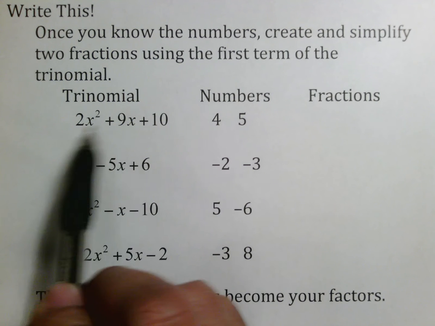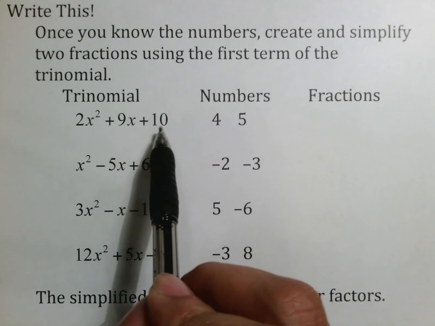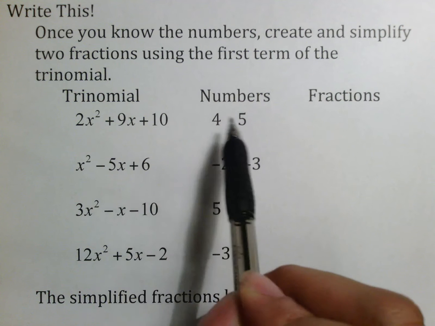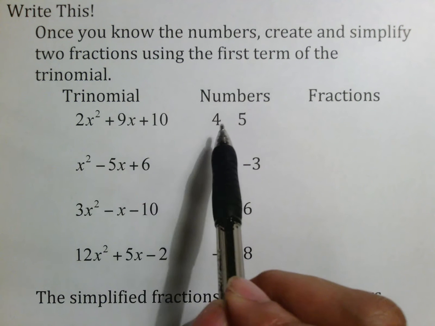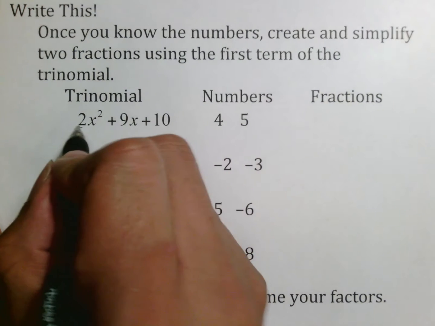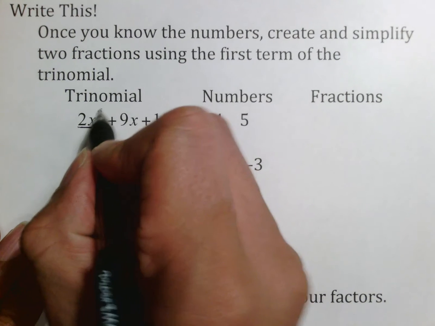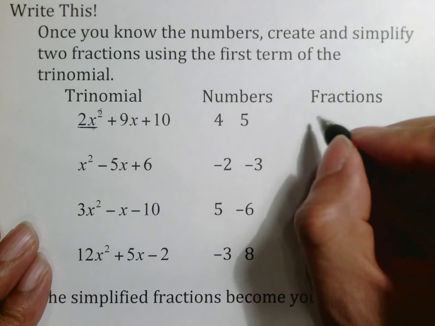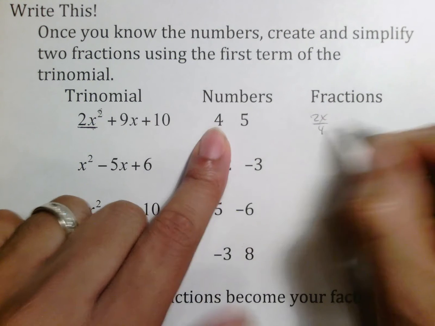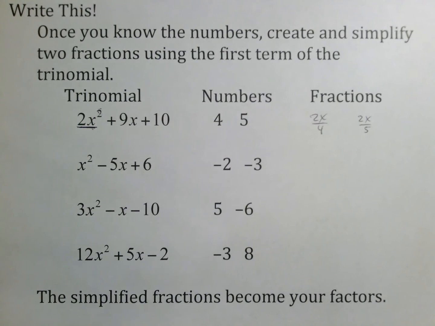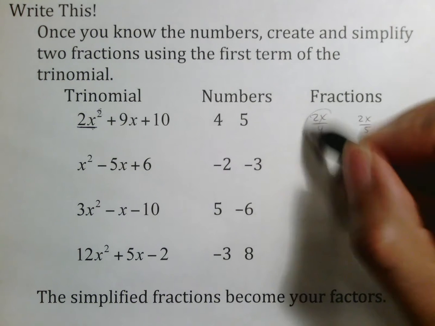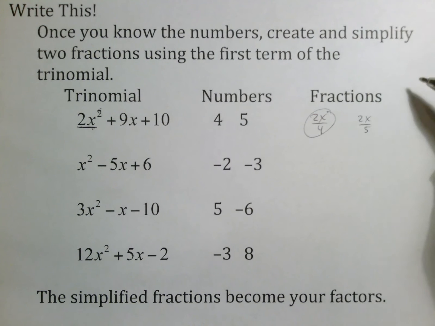Again, pause it before I talk again if you need to, but here's what we're doing. If I was given the trinomial 2x squared plus 9x plus 10, I will just tell you those numbers are 4 and 5 after you translate. So let's say we found the numbers. What you do is you take only the 2x, don't worry about the squared part, and you put 2x over 4 and you put 2x over 5. Those are your two fractions. Now you will simplify this one, but those are the two fractions that you will start with.